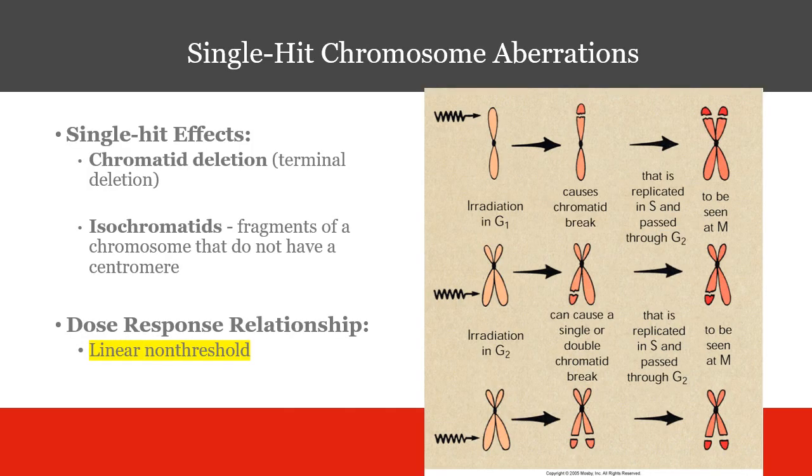So we'll write that down on here in just a moment. So single hits, where we have single hits of a chromosome, they get hit once, the end of the chromosome pops off, and we're left with little isochromatids. Those are fragments of a chromosome that do not have a centromere. And so the response is linear, non-threshold.